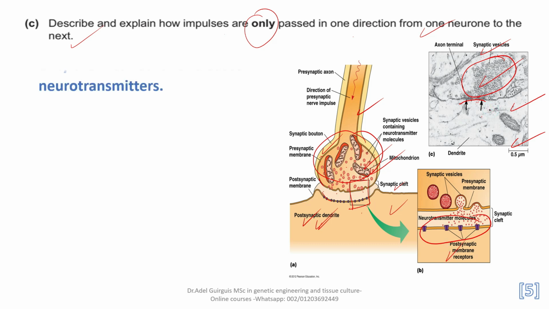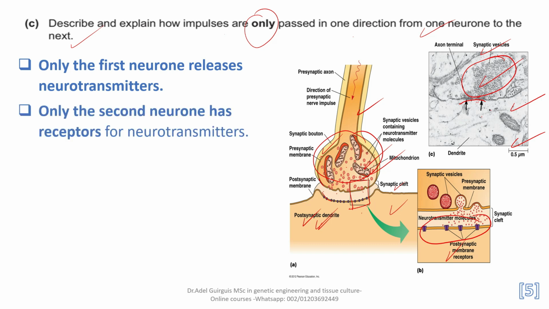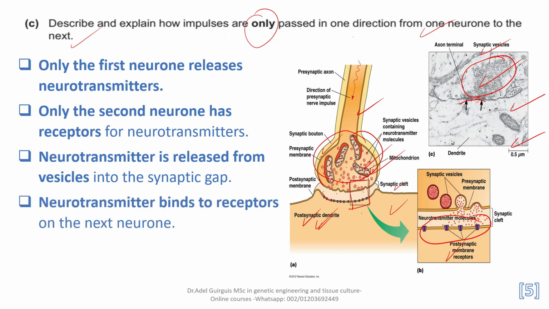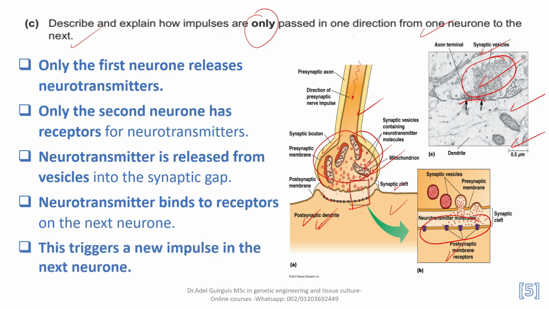So the answer: only the first neuron releases neurotransmitters through neurotransmitter vesicles. Only the second neuron has receptors for neurotransmitters. This ensures the one-way direction. What are the rest of the answers? Neurotransmitter is released from vesicles into the synaptic gap and diffuses. Neurotransmitter binds to receptors on the next neuron. Then this triggers a new nerve impulse in the next neuron.